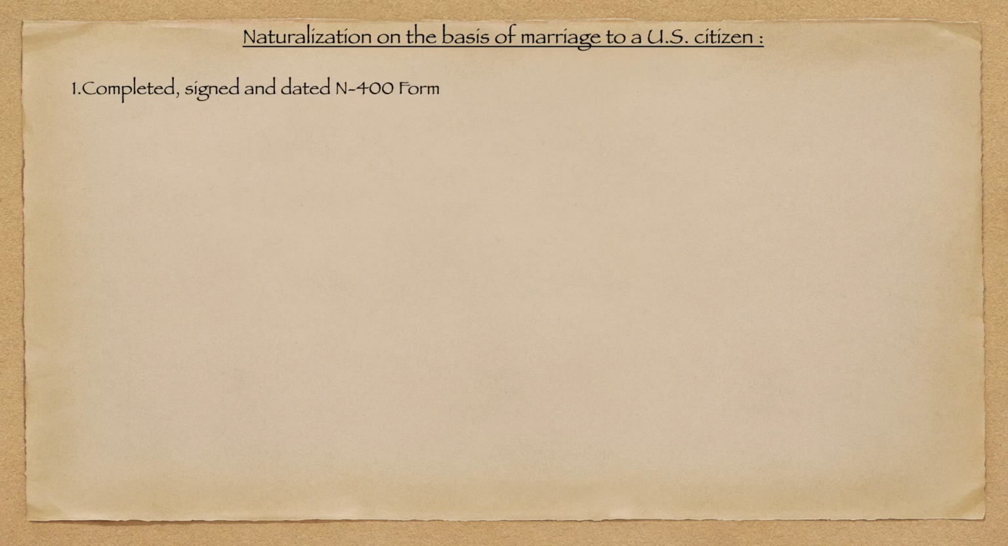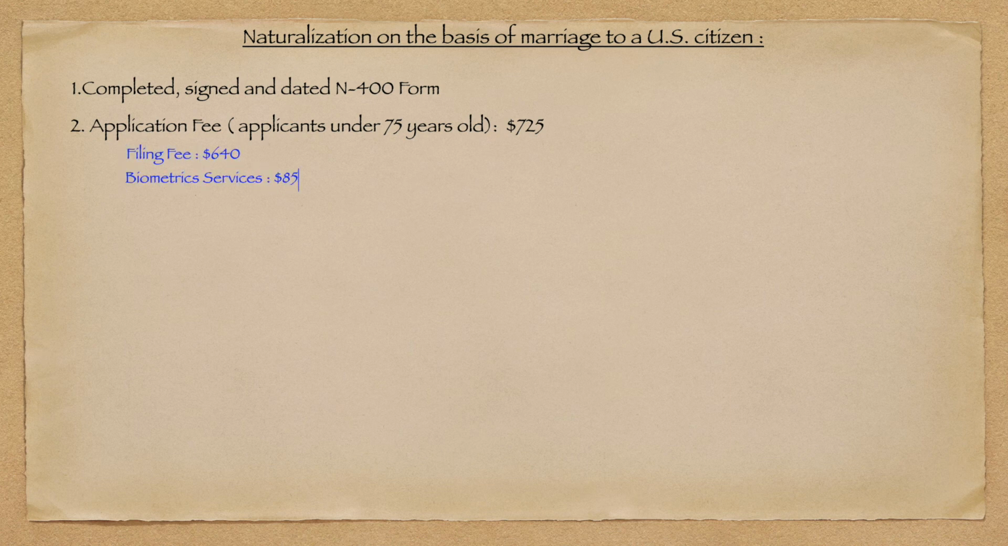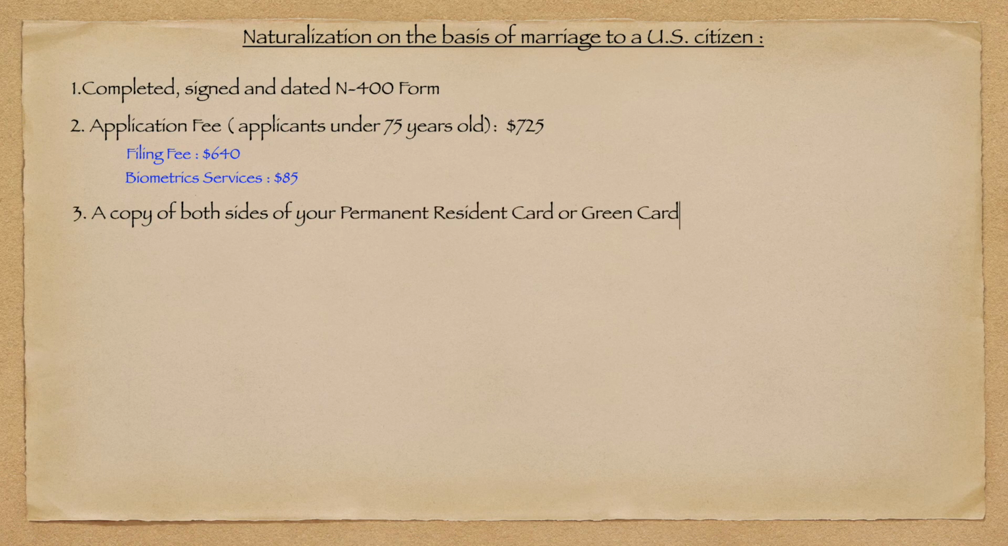So here is the summary of the basic requirements and evidence that you have to include with your N-400 form. This is for naturalization on the basis of marriage to a U.S. citizen. Number one, a completed, signed, and dated N-400 form. Number two, application fee. For applicants under 75 years old, that will be a total of 725 US dollars. That includes the filing fee of 640 and biometric services of $85. And then a photocopy of both sides of your permanent resident card or green card.